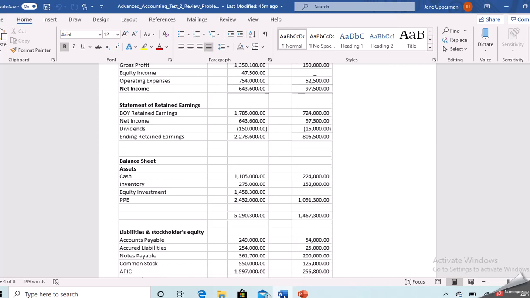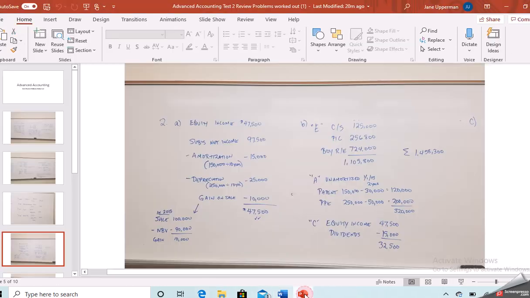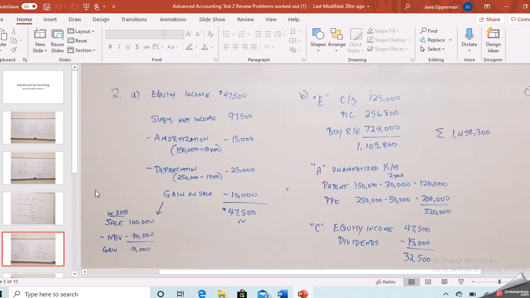Okay, so then they give us the financial statements here below. So again, our income statement, statement of retained earnings, and our balance sheet. And then we'll go over and we'll work those out. So the first thing it asks for is to reconcile out your equity income. So when we do that, we always start with the sub's net income, which is the $47,500.